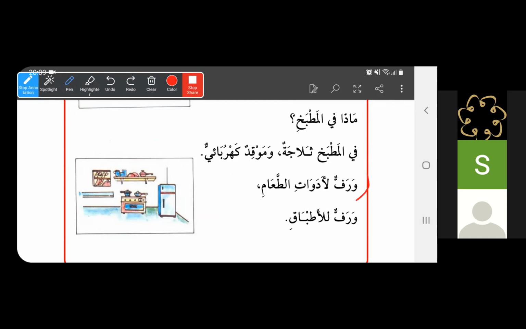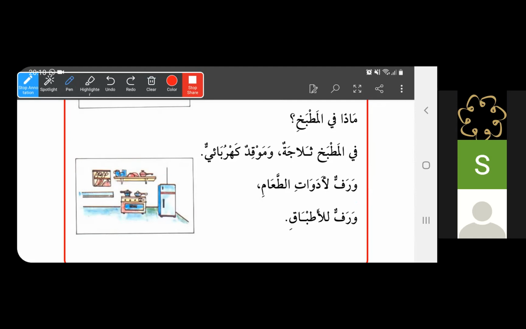ورف أدوات الطعام ورف للأطباق. On the shelf there are tools for... there are utensils for eating, like bartan, we say in Urdu. طيب. And on the shelf there is cooking tools. ما شاء الله, قريب. It's very near. طيب, ورف لأدوات الطعام. This is رف. As you said, it's a shelf.